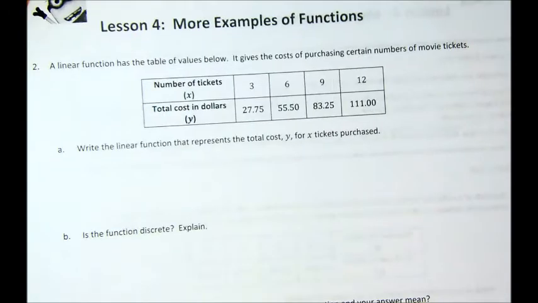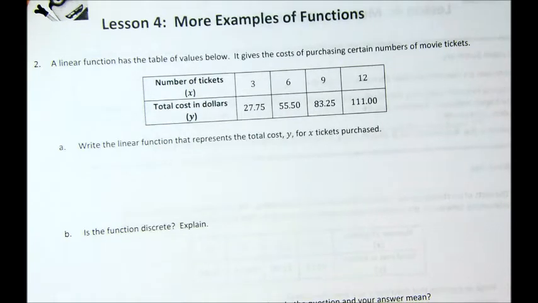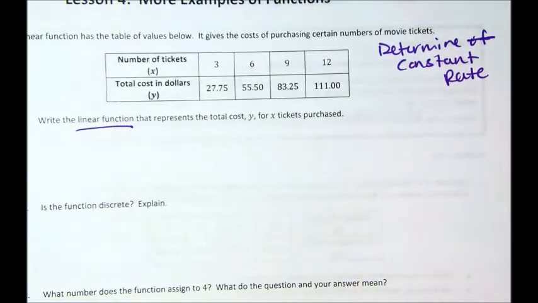In number 2, a linear function has a table of values below. It gives the cost of purchasing certain numbers of movie tickets. Write the linear function that represents the total cost, y, for x tickets purchased. Remember, before I can begin to write this function, I need to determine the constant rate. I know that I can take ordered pairs from my table to determine my constant rate. What ordered pair from the table are you picking?